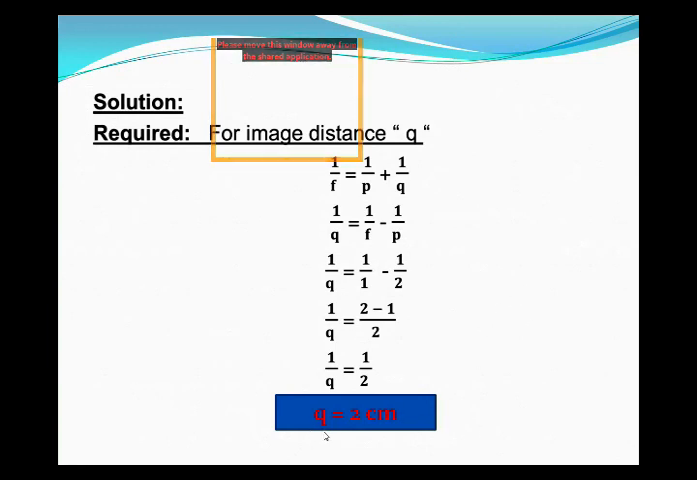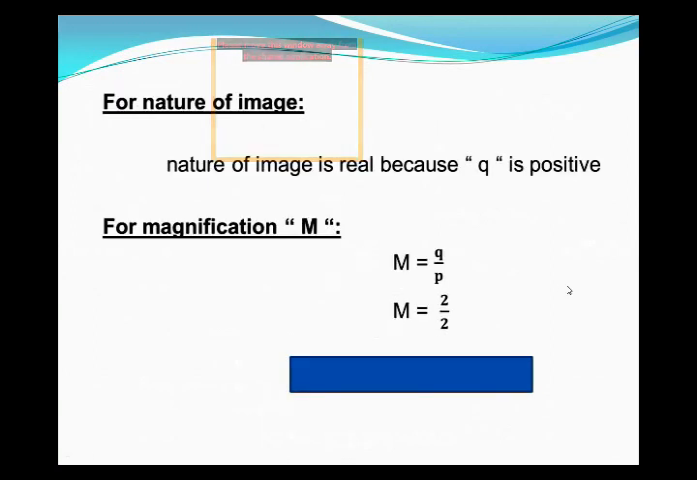Now look at that, q is positive. So the nature of the image is real, because if q is positive, then the nature of the image will be real. After that, to find the magnification, we will use the formula m is equal to q upon p. Here we found q is 2 and p is already 2, so we will cancel it. Then it is equal to 1. And if the magnification is 1, then we can say it is the same in size.